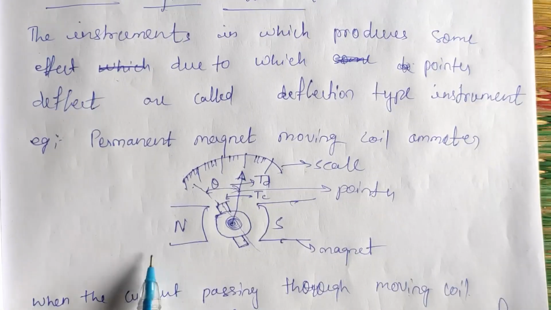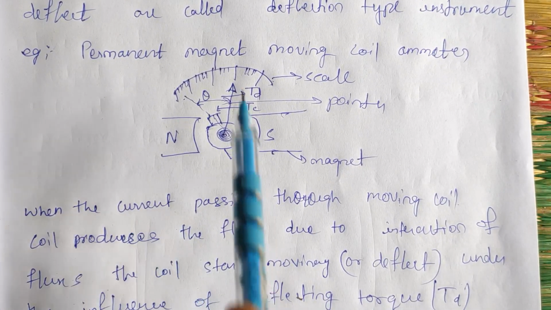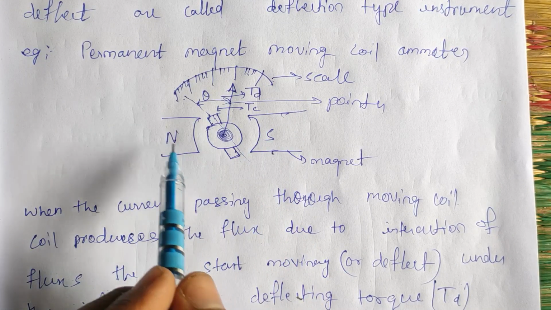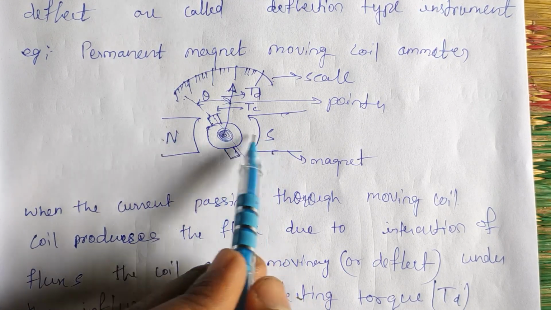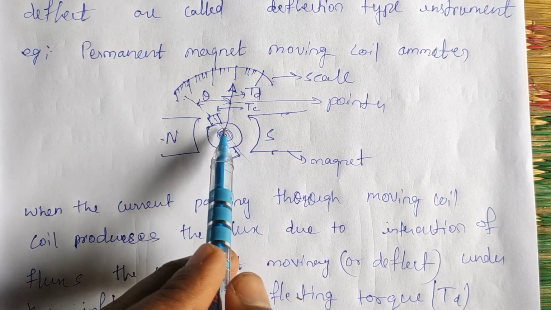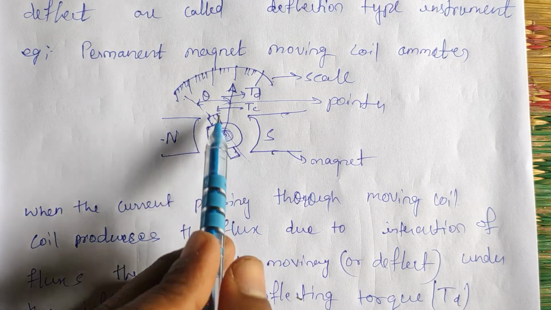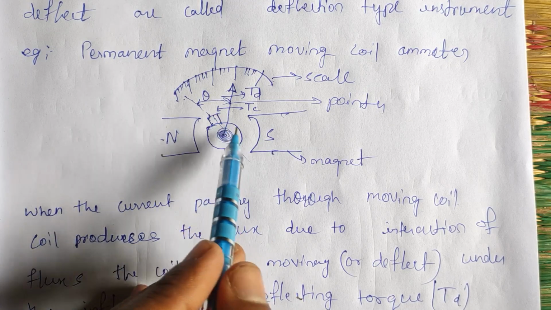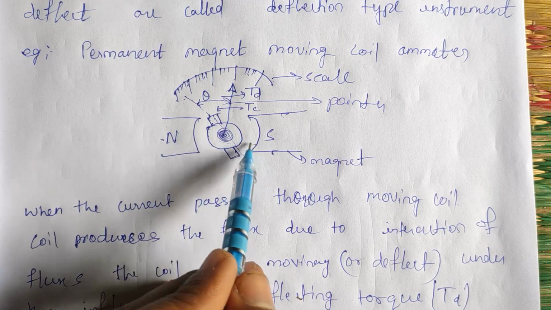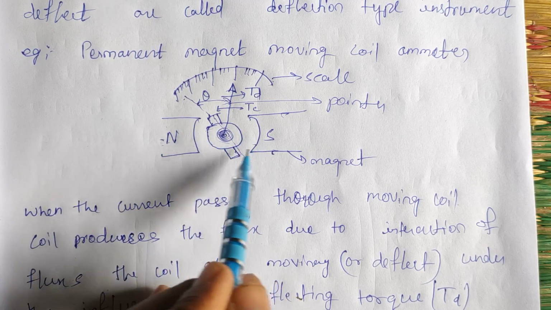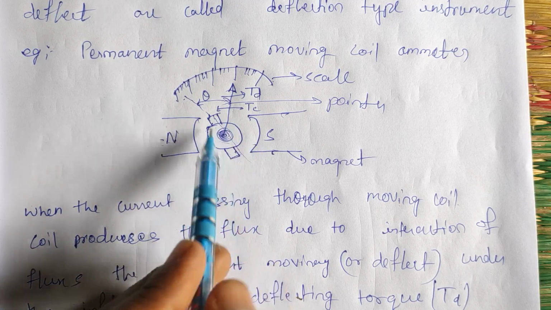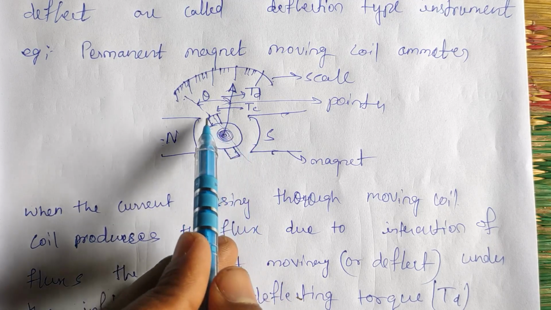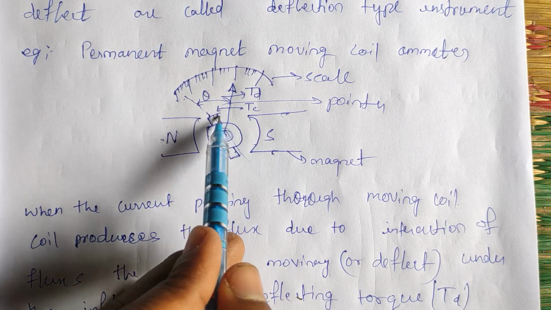Okay, so for example we have a permanent magnet moving coil ammeter. So this is a simple construction. Here magnets are there, and here a coil is there. So when current passes through this coil, it will produce a flux, and your magnet will also produce some flux. Due to the interaction of the two fluxes, this coil starts moving, which is the deflection.